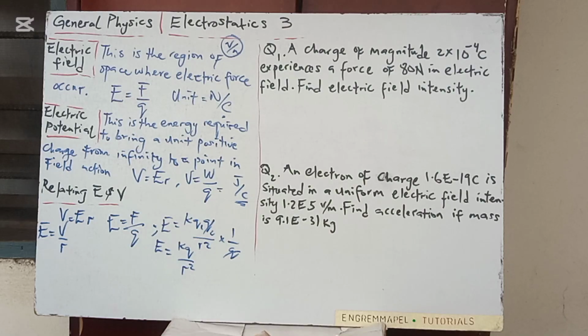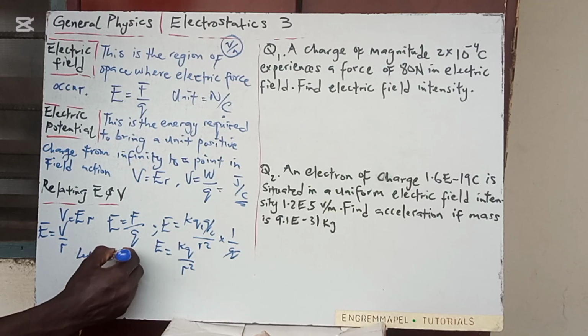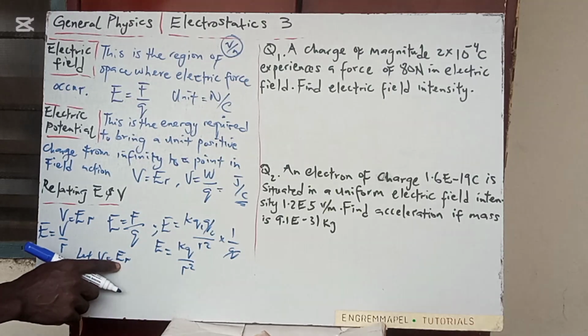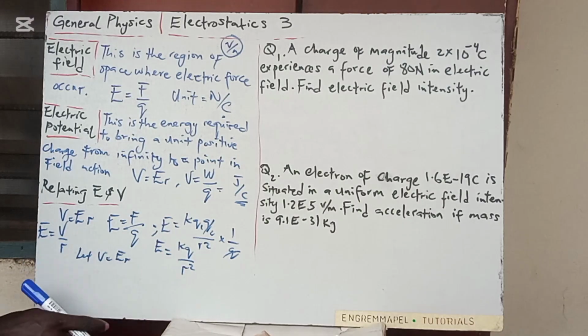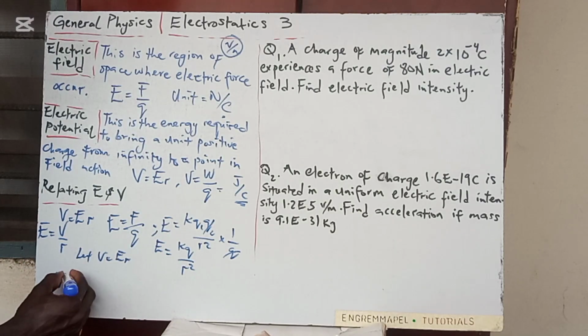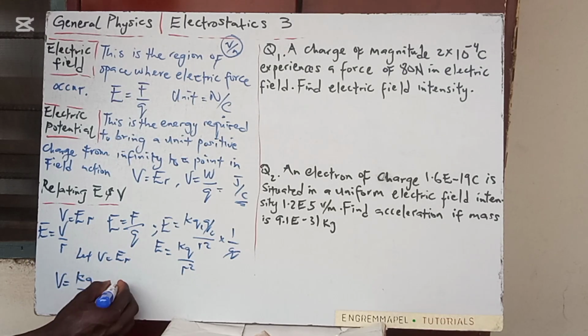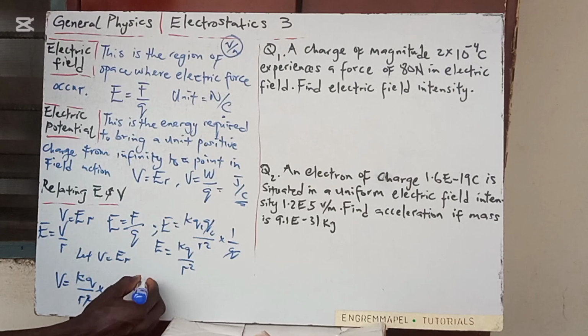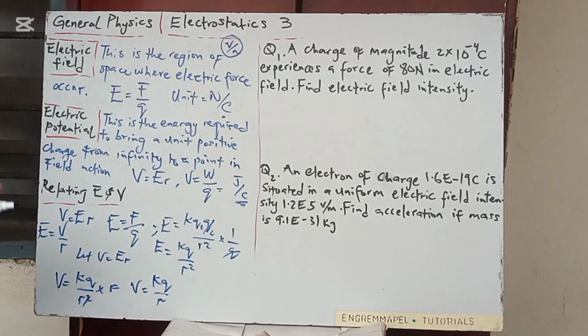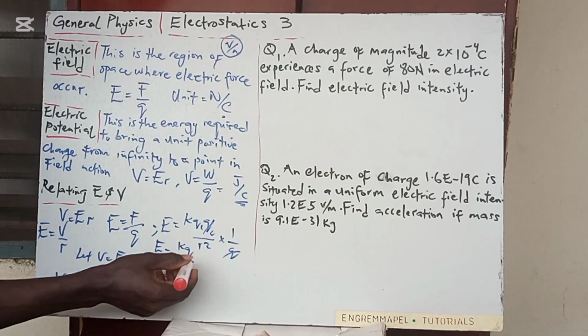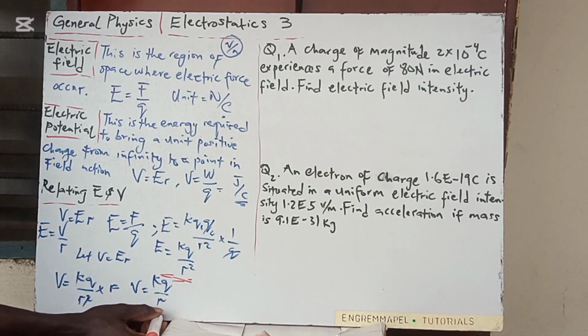So when you insert this formula, we got the other time, V equals ER. Since E is this now, you can just put E here. So we'll be having V equals KQ over R square multiplied by R. One R will cancel another R. So the formula for electric potential, which is V, can also be KQ over R. Note that for electric field intensity, it is KQ over R square, but for electric potential, it is KQ over R. So let's take note of that.